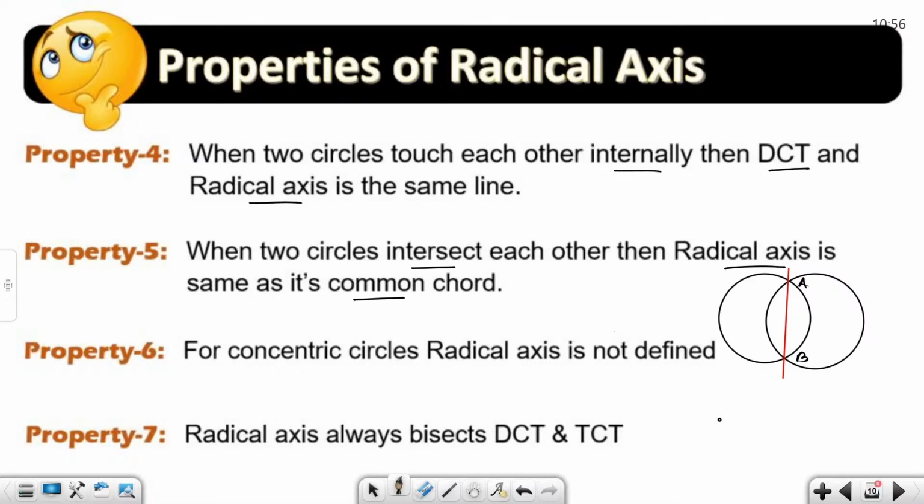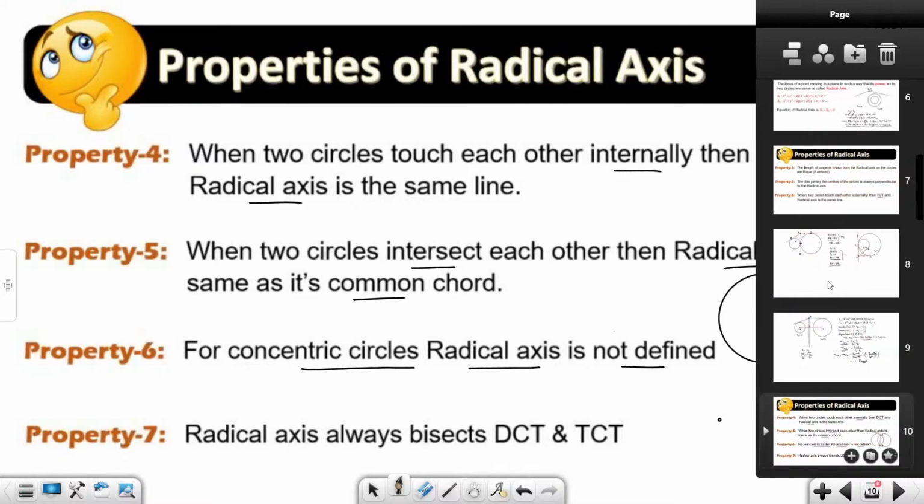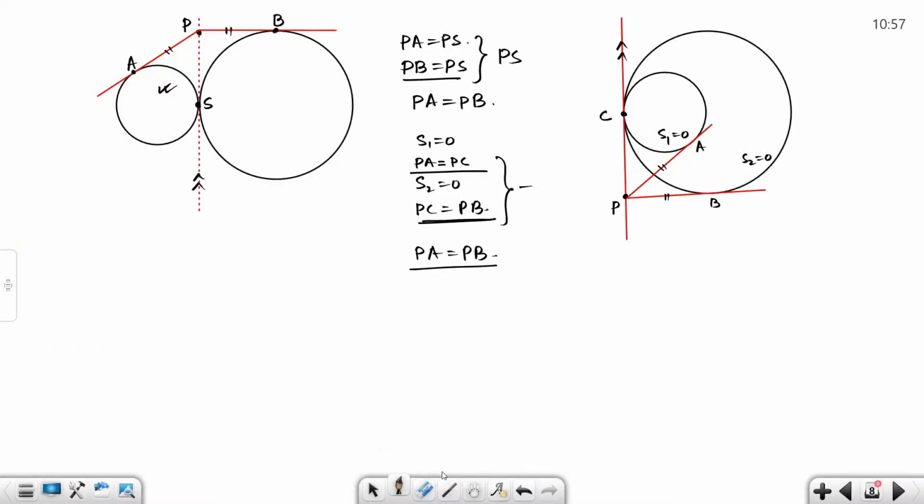Clear? Now, as I have already discussed, this is our property 6: for any concentric circles, the radical axis is not defined. This I have already explained. Now, last but not least, the property is that the radical axis always bisects the direct common tangent and the transverse common tangent. This is a very common property and easy to understand.